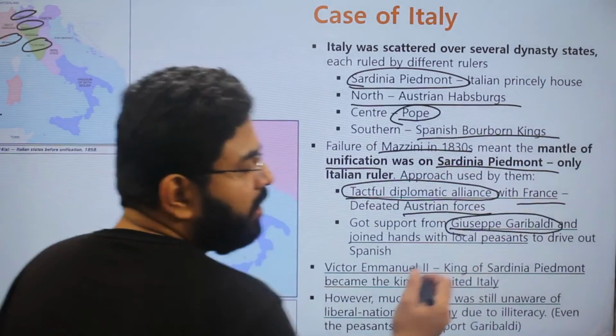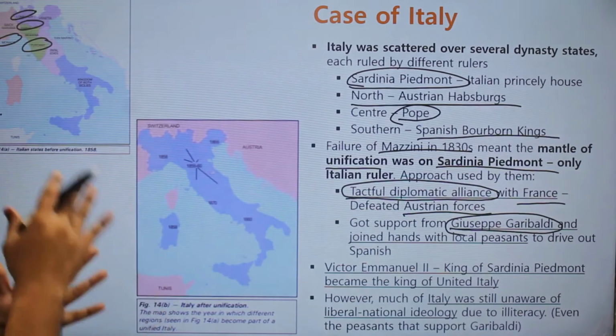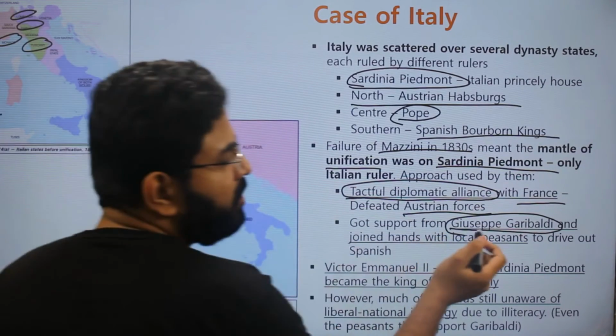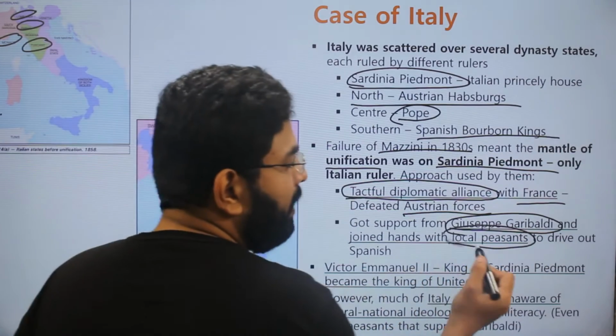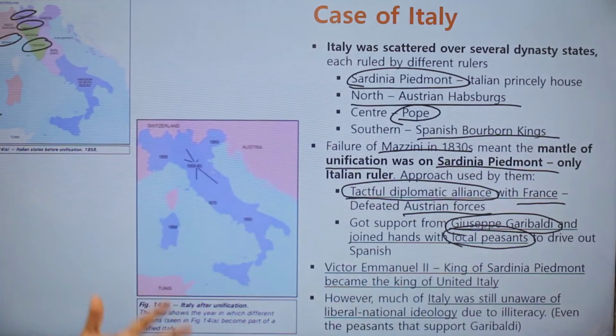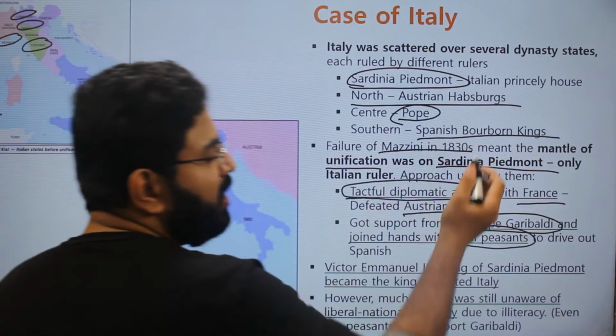Another person hugely responsible for the unification of Italy was Giuseppe Garibaldi. So Garibaldi played a huge role in the unification of Italy, and he joined hands with the local peasants. So he used local peasants to drive out the Spanish Bourbon kings.